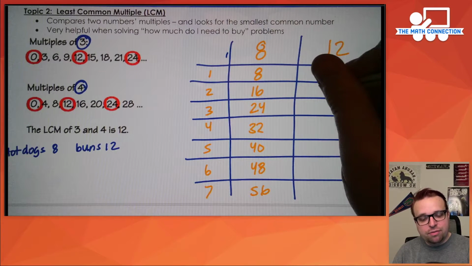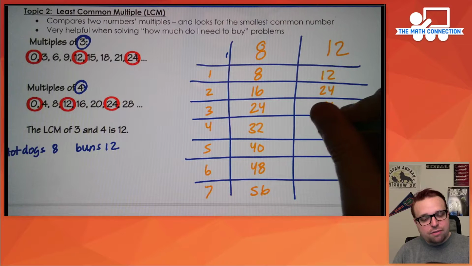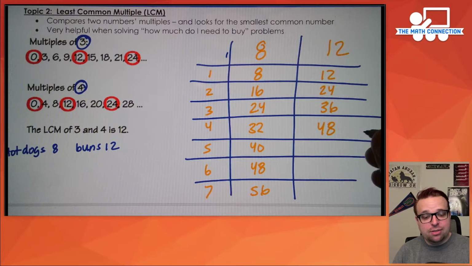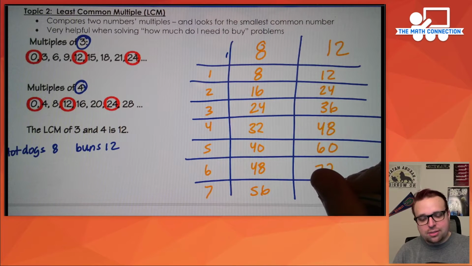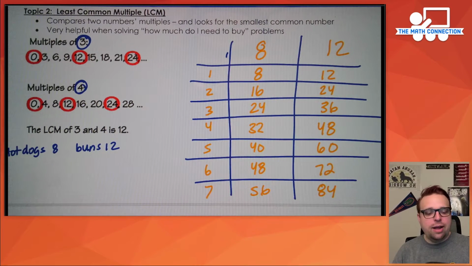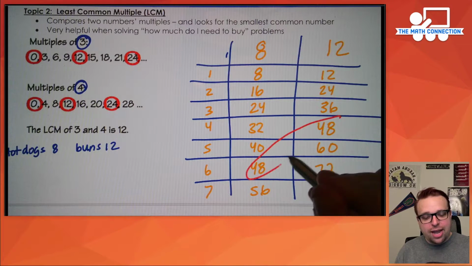12, that's 12, 24, 36, 48. Boom, I think I found my answer, by the way. This is 60, this is 72, this is 84. Okay, so the first number, the lowest number that appears in both lists is 48.